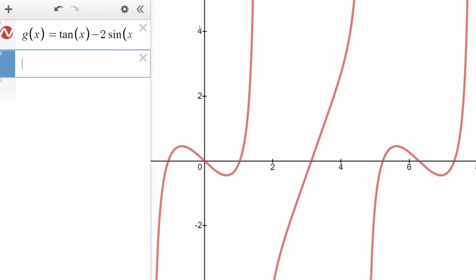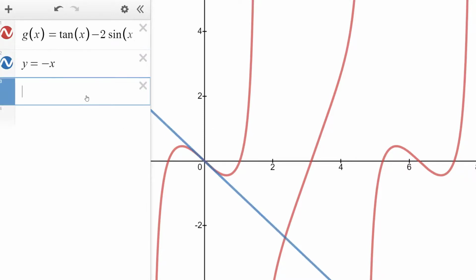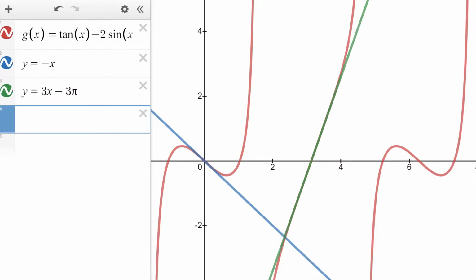All right, so here I am in Desmos. I'm going to go ahead and write in y equals a -x. You can see that is actually a tangent line to that curve at 0, 0. Perfect. And the next one was y equals 3x minus 3 pi. And oh man, that's so tangent that it's hard to see the curve. There you go. Totally a tangent line right there. And finally, y is equal to a -x plus 2 pi.